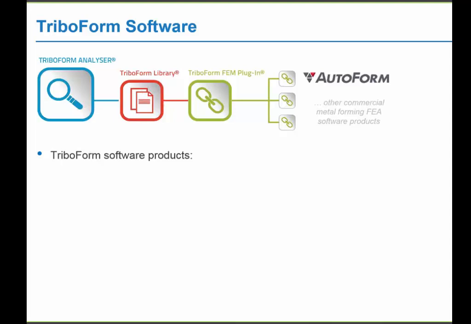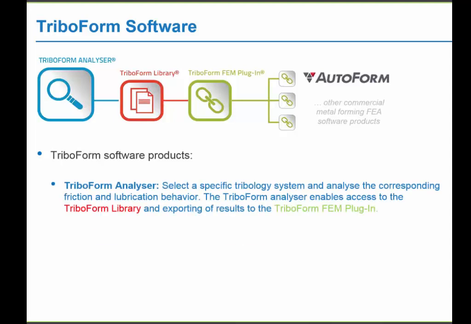The selection that you make, a friction model, is then called from a TriboForm library. The TriboForm library consists of different tribology systems, so different metal lubricant combinations.